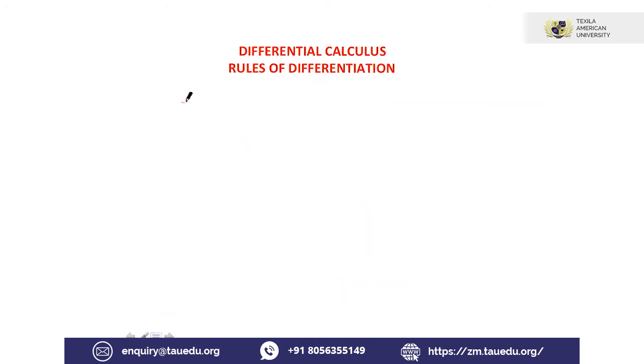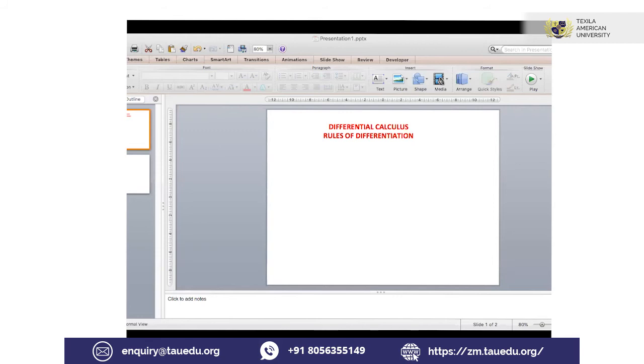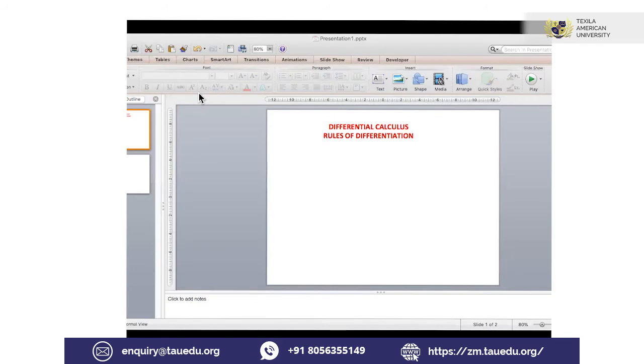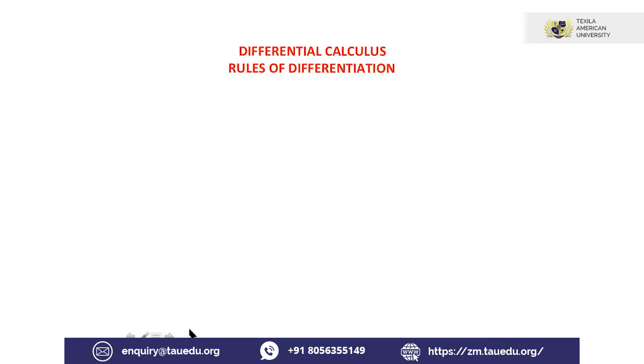Look at this one. Let's say y is equal to 4x over 3. Okay, y equal to 4x over 3. So y is equal to 4x divided by 3. So we want to find the derivative of this.